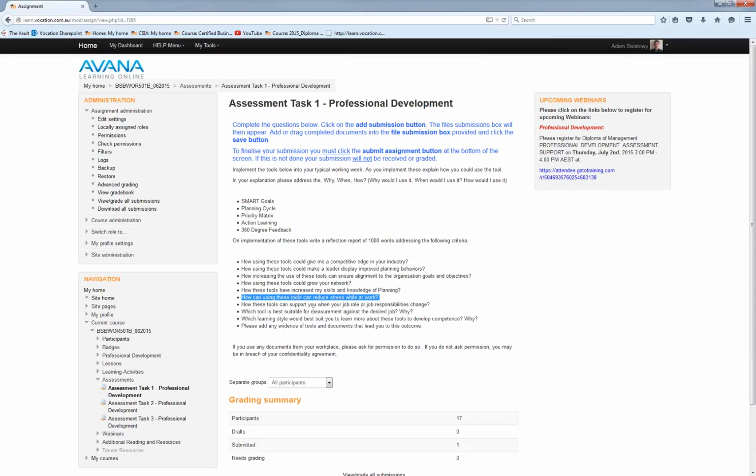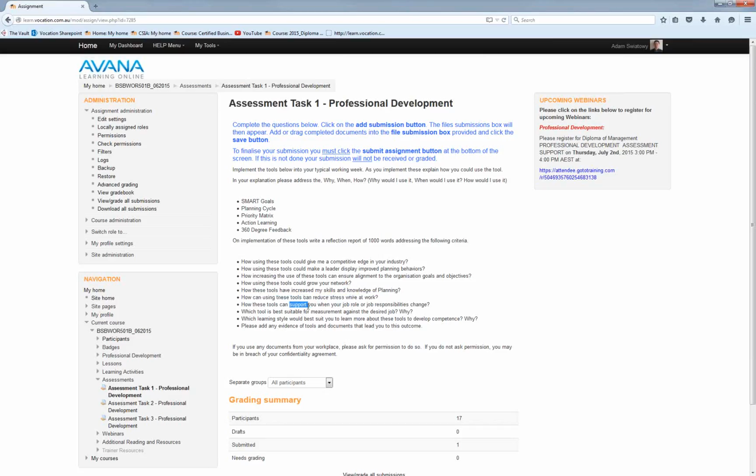That's okay. Next one here, how can these tools reduce stress while at work? I'd love you guys to make the link between work-life balance and how some of these tools can actually help you achieve work-life balance. So that's the angle we'd like you to go with. We did talk a little bit about work-life balance, I think, in the first session.